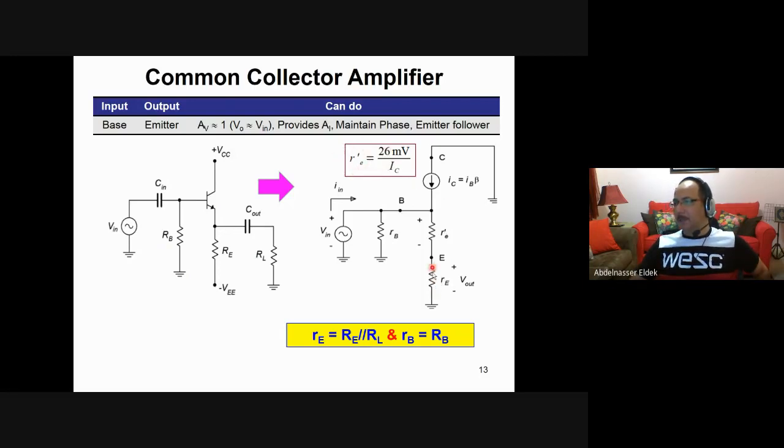What about re? In this case, when the source is AC, the capacitor is a short circuit. Then the resistance between these two terminals here equals RL parallel with RE. So this little re equals RE parallel with RL, and little rπ equals capital RB. So this is a model for this amplifier.